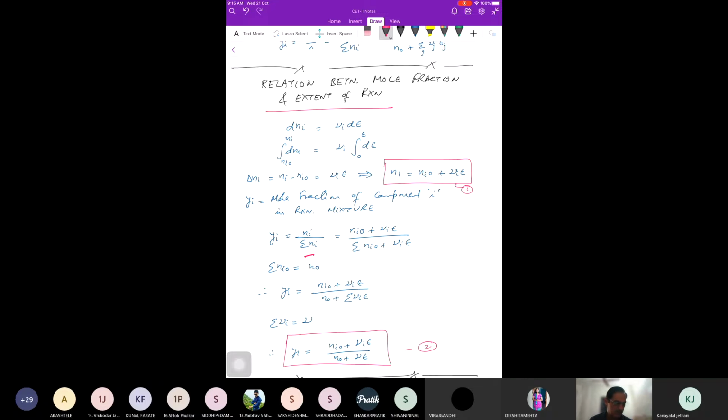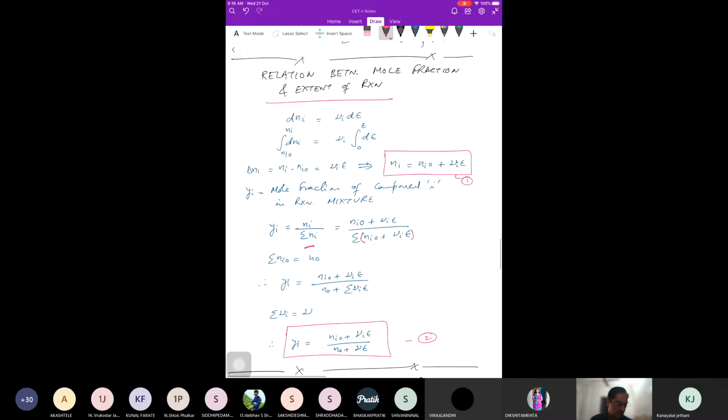Okay, so if we substitute for ni from equation 1, we'll get ni0 plus nu i into epsilon, and in the denominator will be the summation of all the component moles, which is summation of ni0 plus nu i epsilon. And we know that if you take the summation of all the components at the starting point, at time t equal to 0, it is the total number of moles at time 0.